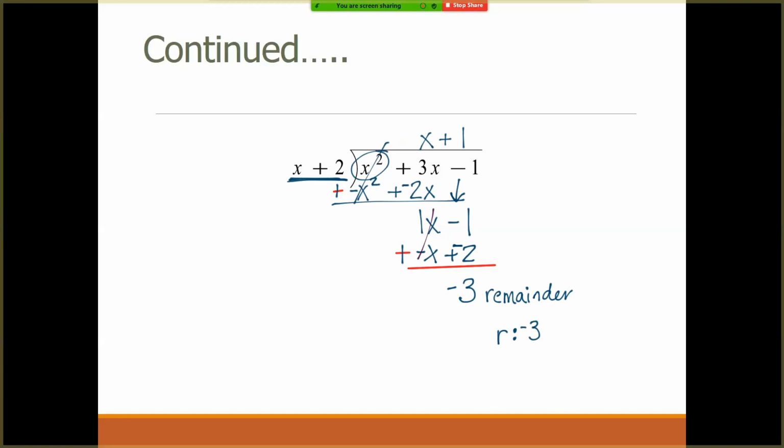If it's a negative, we're going to write minus out at the end, and then we're just going to say, hey, 3 never got divided by x plus 2. So that's how you write your remainder in this class. Whatever the number is goes up top, whatever you're dividing by goes on the bottom. So this right here is my answer. When I took x squared plus 3x minus 1 and divided it by x plus 2, we got x plus 1 minus 3 divided by x plus 2, because that 3 never got divided by the x plus 2.